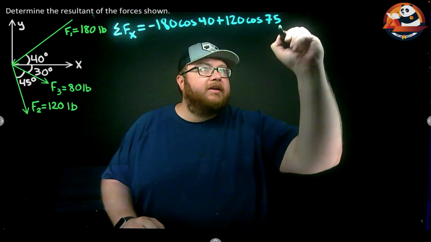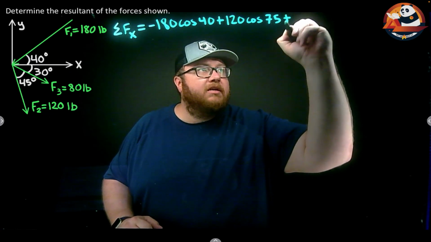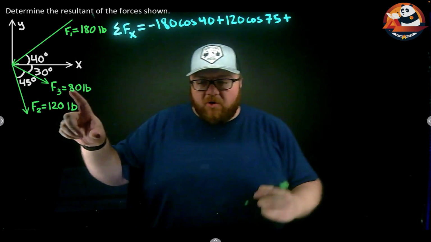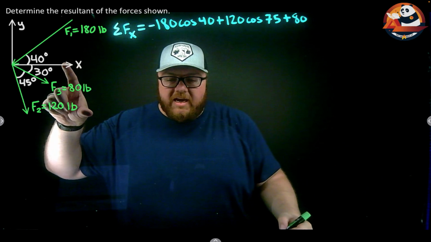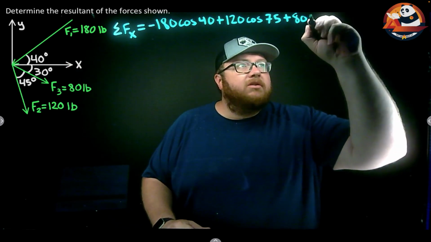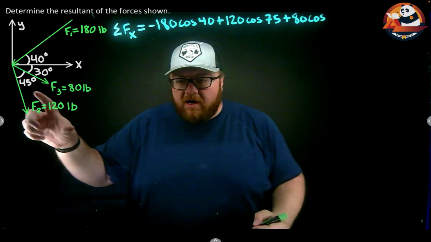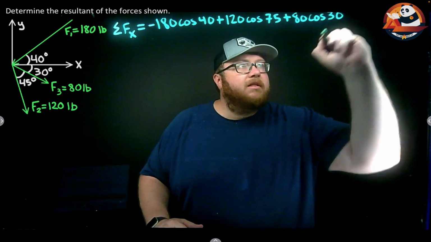I need F3. It's also pointing to the right, so we'll add this in, plus my force, 80. I have an angle that touches the x-axis. I'm adding x components, so I use cosine here. Cosine of my angle is 30 degrees. Cosine 30.